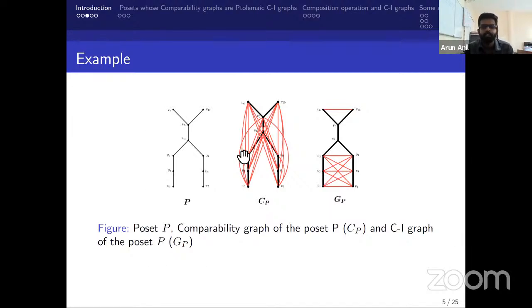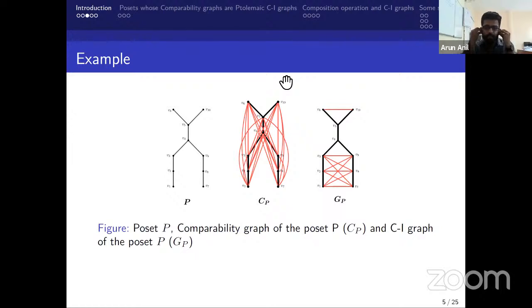This is a poset, and the corresponding comparability graph is this. V1, V2, V3, V4, V5, V6 are comparable, so all these elements are mutually adjacent. Similarly, V7, V8, V9, V4, V3, V10. Also, there is an edge I forgot to draw. Sorry. So these are comparable, so there is an edge. This is the comparability graph corresponding to the poset P. And also there is an edge here and also here.